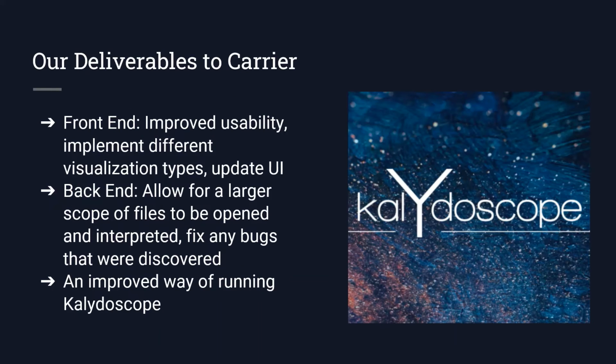Our deliverables to Carrier can be broken into three parts. The front end, they wanted improved usability. They also wanted to implement different visualization types and graphs, and a general update of the UI. On the back end, they wanted to allow for a larger scope of files to be opened and interpreted, and to fix any bugs that may be discovered along the way. Thirdly, they wanted an improved way of running Kaleidoscope.